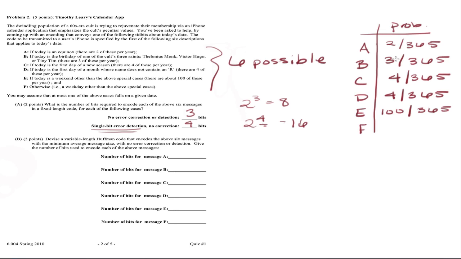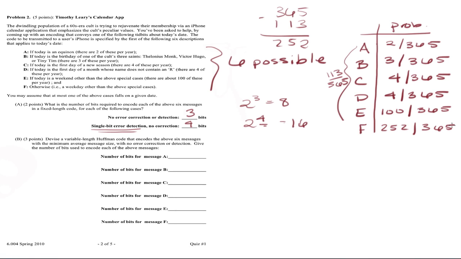So 2 plus 3 is 5, plus 4 is 9, plus another 4 is 13. So all these would be 113 out of 365. So that leaves us with, what's 360? Sorry. So 365 minus 113 is 252. So that gives us 252 out of 365.